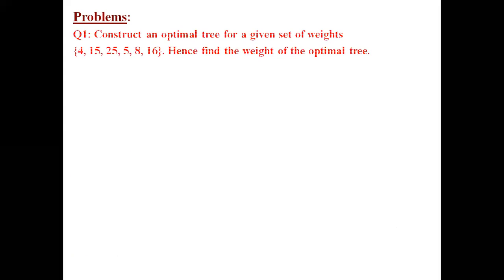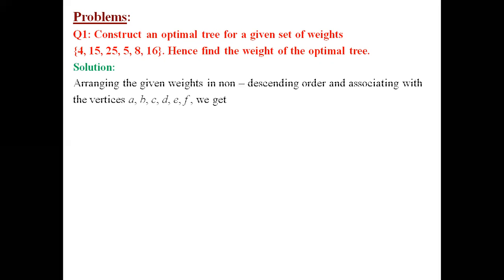Now, we will take up problems based on the prefix codes and the weighted trees. Firstly, construct an optimal tree for a given set of weights. The given set of weights are 4, 15, 25, 5, 8, 16, and hence we need to find the weight of the optimal tree. So first we need to construct the optimal tree by Huffman procedure and hence find out the weight of the optimal tree. So let us see how to do it. Solution.